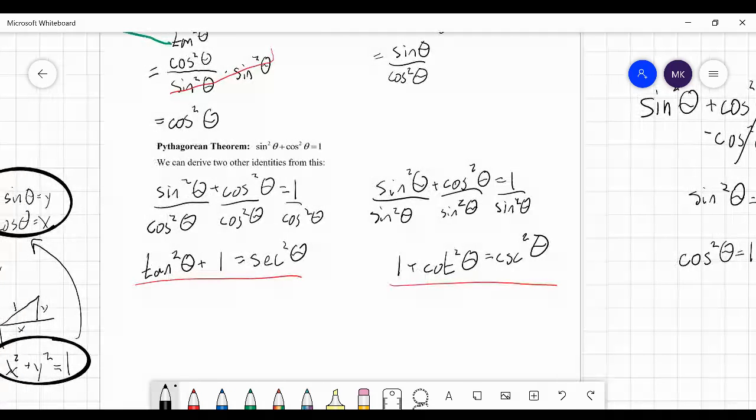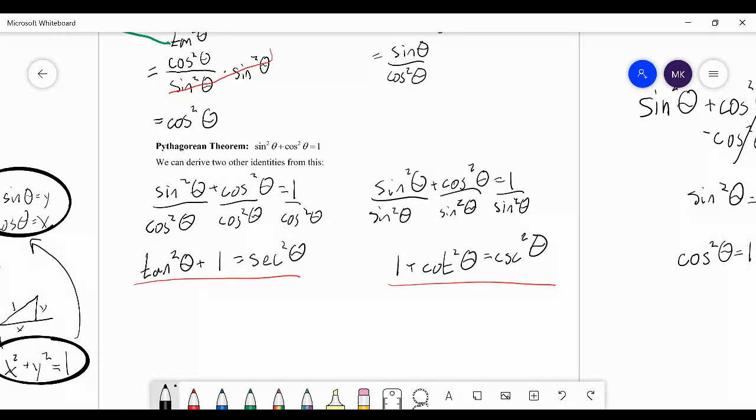And we can do a very similar idea with these other two identities here, right? So I could subtract 1. I get tangent squared equals secant squared minus 1. Cotangent squared equals cosecant squared minus 1. We can do all these different kinds of iterations of these, basically isolating these expressions.